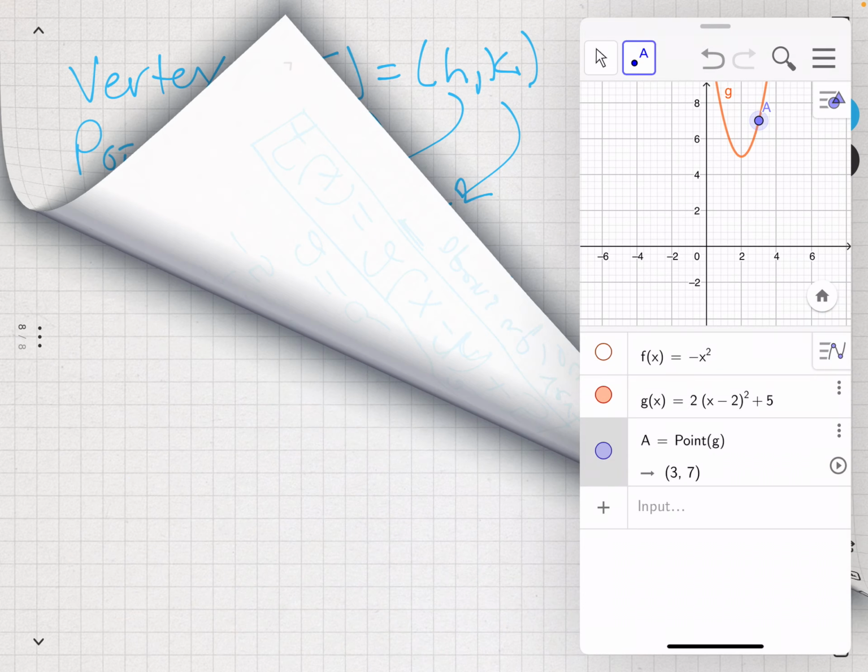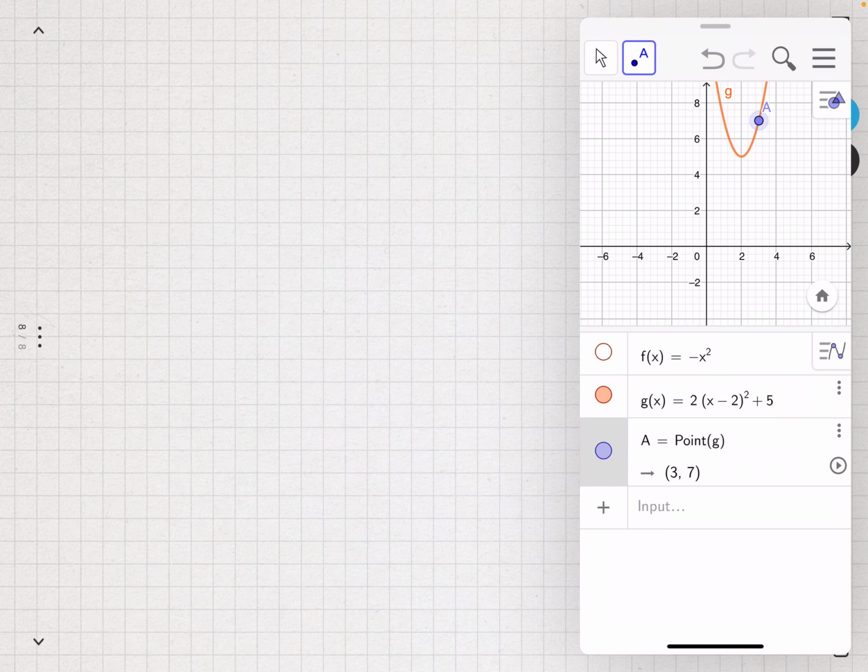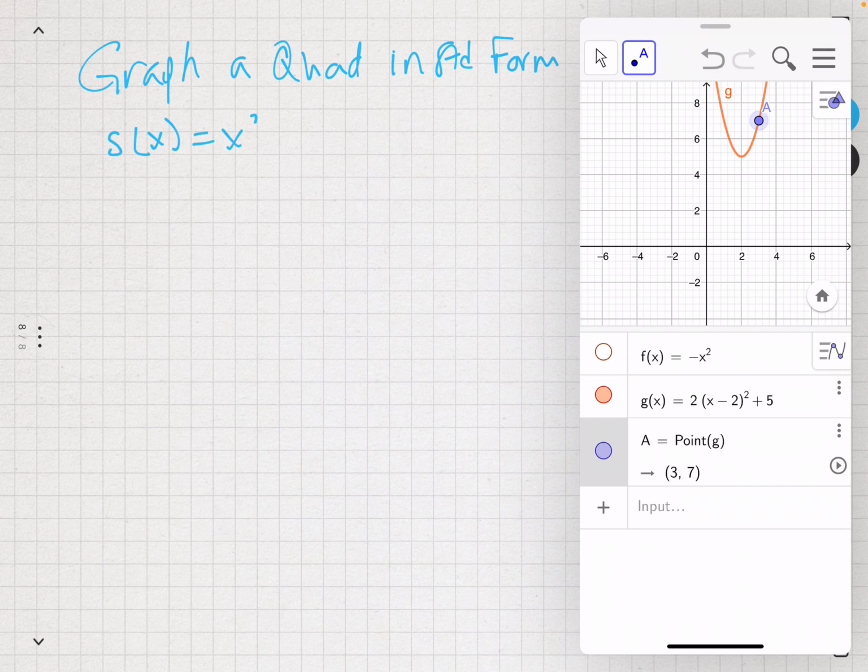So what if we weren't using GeoGebra? What would our process be? Well, if we want to graph a quadratic in standard form, let's first think of this as a series of transformations off our base function, which we'll call s of x, which is our squaring function.